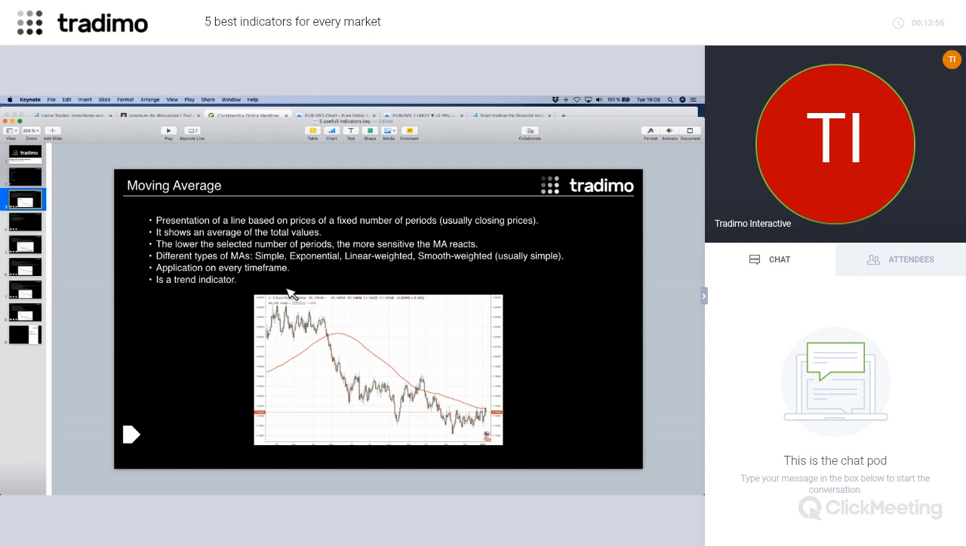And of course, you can take not only the closing price to calculate the moving average, you can also take the exponential moving average, the linear weighted moving average, or the smooth weighted one. But most times, when you see a moving average, it will be the simple moving average, also called SMA. Now, you can apply this moving average or this indicator on every time frame, so on the daily time frame, hourly, minute, weekly, monthly. It depends on the time frame you want to trade.